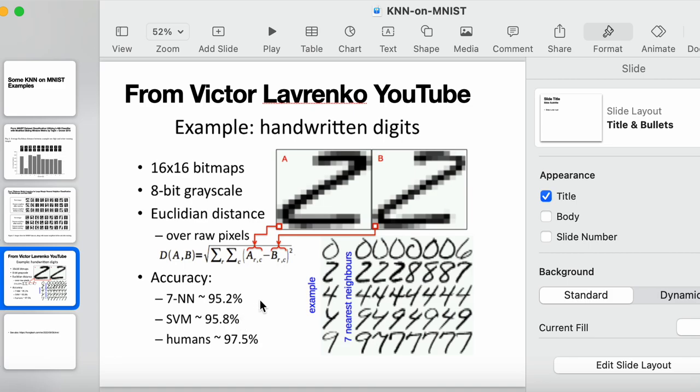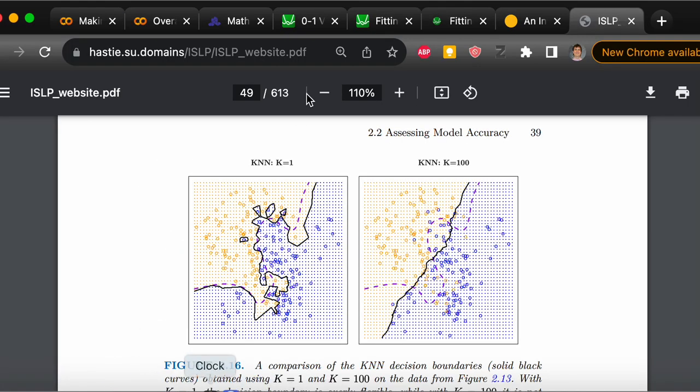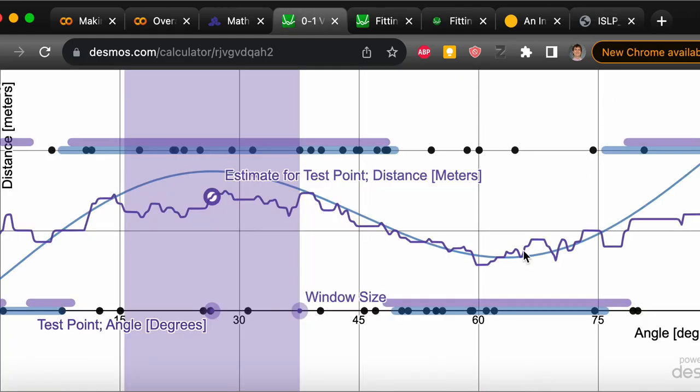Okay. Did I say everything I wanted to say about k-nearest neighbors? I did this example. I did the examples over there. I think I've said everything I want to say about it. Any questions or comments about k-nearest neighbors? It's very similar to the regression problem we did before of averaging the nearby neighbors.